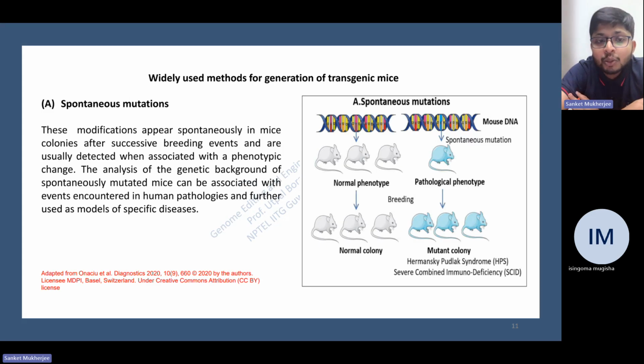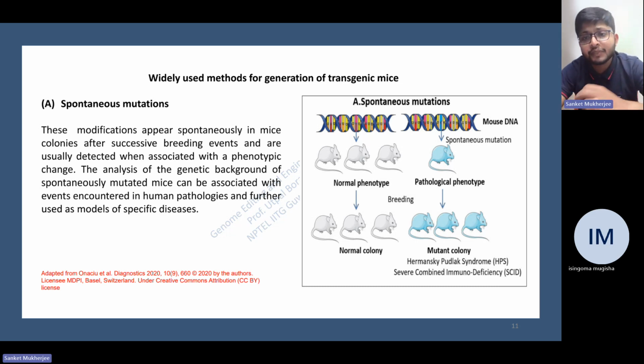Now let's talk about the widely used methods for generation of transgenic mice. So one of them is spontaneous mutations. These modifications appear spontaneously in mice colonies after successive breeding events and are usually detected when associated with a phenotypic change. The analysis of the genetic background of spontaneously mutated mice can be associated with events encountered in human pathologies and further used as models for specific diseases.